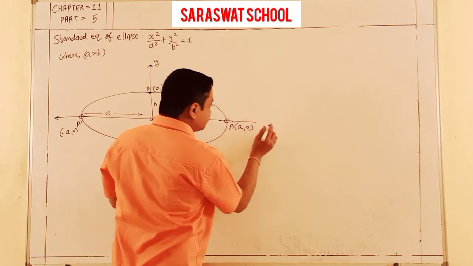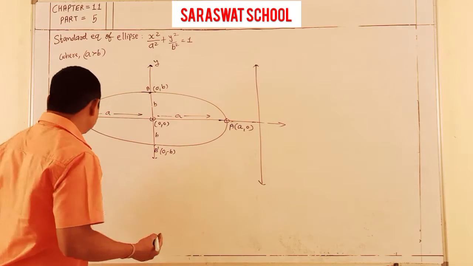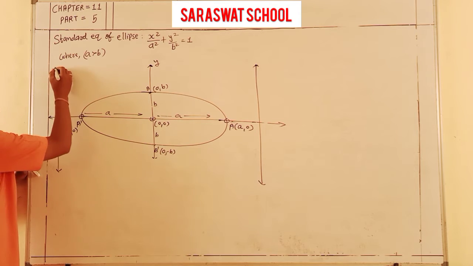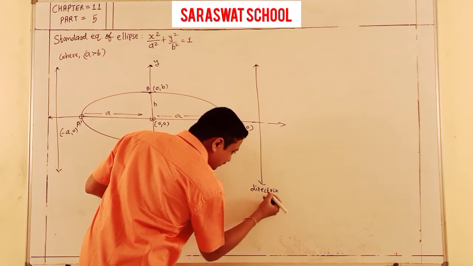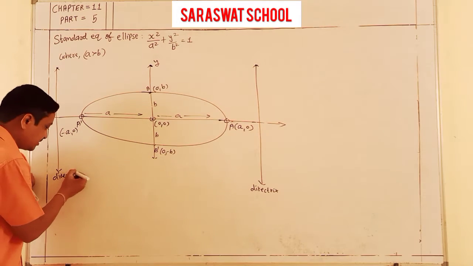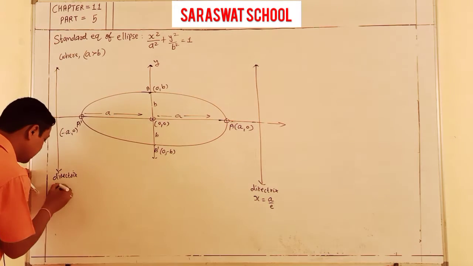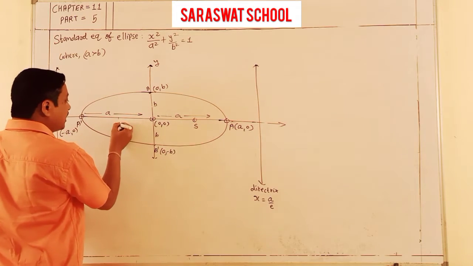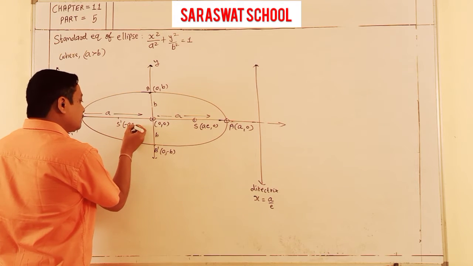Now I go further. Here are two directrix. You can plot them on both sides, at a and a dash. These are directrix. Here also same, these are directrix. Equation is x is equal to a by e and x is equal to minus a by e. And there are two focus, S and S dash, which are a comma 0 and minus a comma 0.